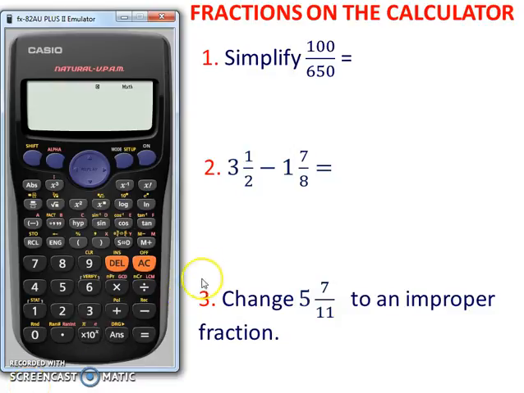Alright, fractions on the calculator. So the first one says to simplify the fraction. To put the fraction in, you just press the 100, and then you can hit the fraction button here to make it go over the 650. Once you press equals, it simplifies it for you. So that's the answer, 2 over 13 for the first one.